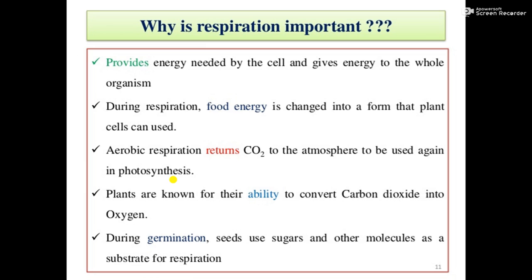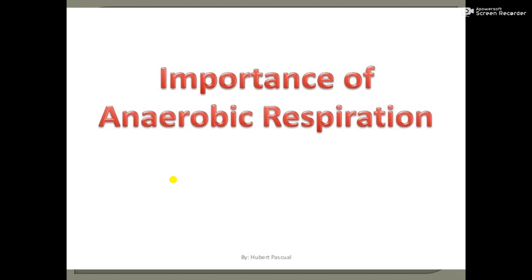During respiration, food energy is changed into a form that plant cells can use. Aerobic respiration returns carbon dioxide to the atmosphere to be used again in photosynthesis. Plants are known for the ability to convert carbon dioxide into oxygen. During germination, seeds use sugars and other molecules as a substrate for respiration.